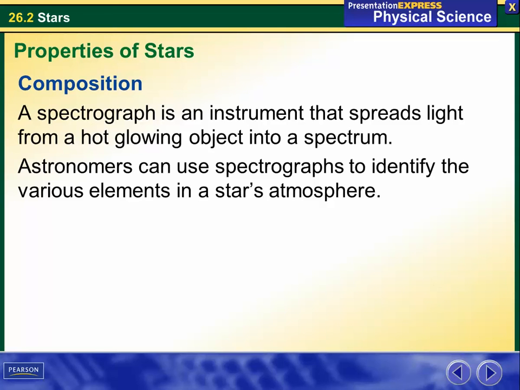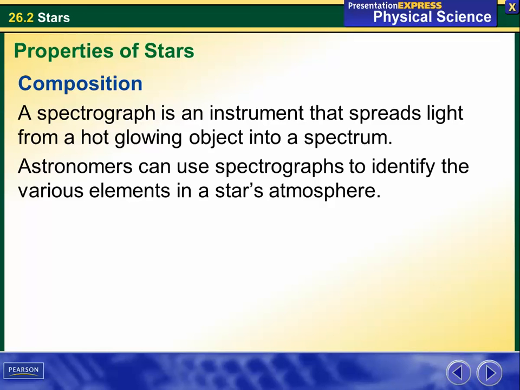And then, composition. We have a tool called a spectrograph, which is an instrument that spreads light from a hot glowing object into what's called a spectrum. A spectrum is just spreading out the colors of the rainbow. I think we've talked about this before, how white light, and the light that we observe, can be spread apart into all the different colors of the rainbow based off of different wavelengths. If we haven't talked about that, I know you'll talk about it next year, but we'll see a picture of that in a second.